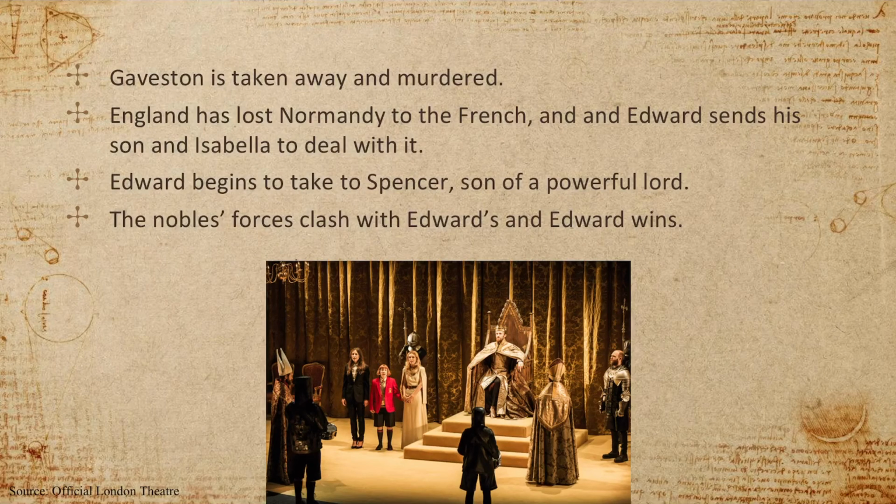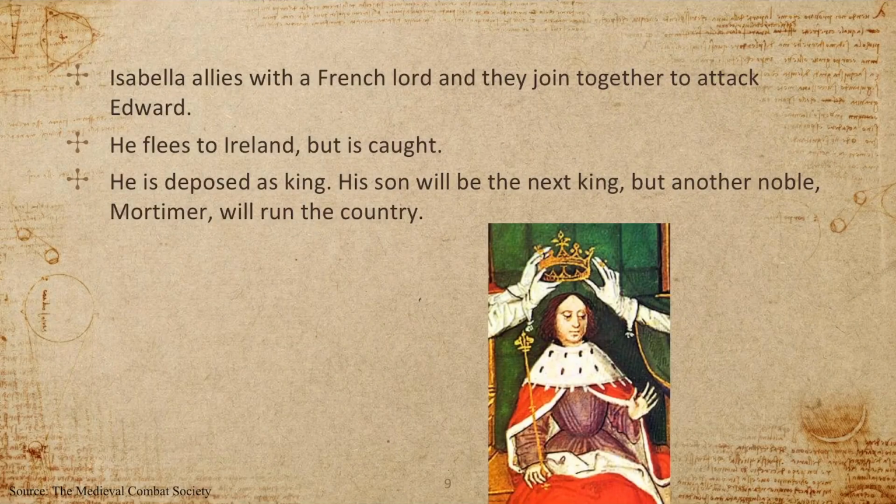Gaveston is then taken away and murdered, and then we learn that England has lost Normandy to the French, and Edward sends his son and Isabella to deal with it. Edward then begins to take to Spencer, who's the son of a powerful lord, and the nobles' forces clash with Edward's, and Edward wins out. Isabella then allies with a French lord, and they join together to attack Edward. He then flees to Ireland, however he's caught, and he is deposed as king.